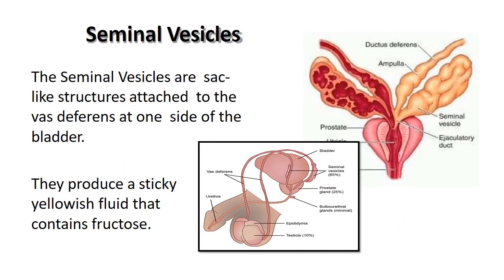Now we'll see the seminal vesicles. You can see in the figure they are two in number. The seminal vesicles are sac-like structures attached to the vas deferens at one side of the bladder. They produce a sticky yellowish fluid which contains fructose.